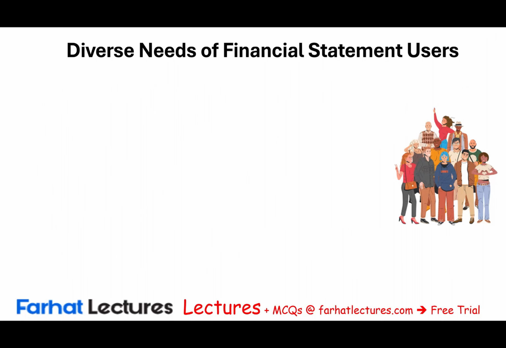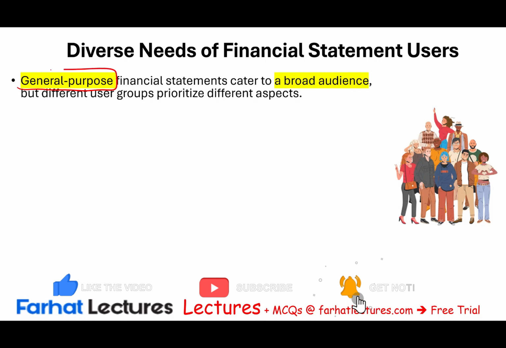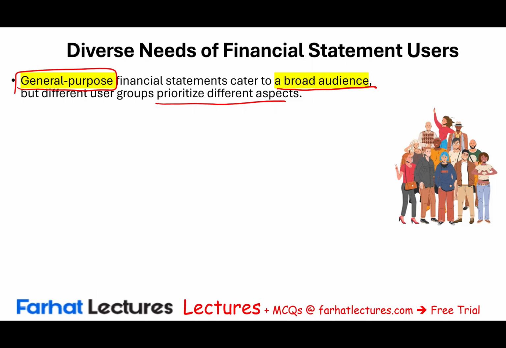Also keep in mind that financial statement users are of diverse nature. What does that mean? It means when we prepare financial statements, they are called general purpose for a reason. General purpose means anyone can use them. Who's anyone? Anyone is everyone. Investors, creditors, government, regulators, tax authority, suppliers, and so on and so forth. So financial statements cater to a broad audience, but different user groups prioritize different aspects of them. When a creditor is looking at the financial statement, what they see is totally different from an investor, because their motivation for looking at these financial statements is different, they're looking for different things.